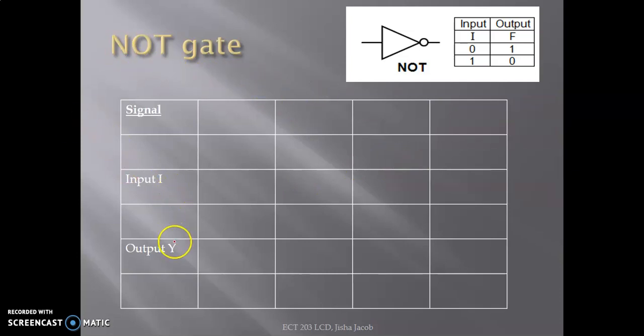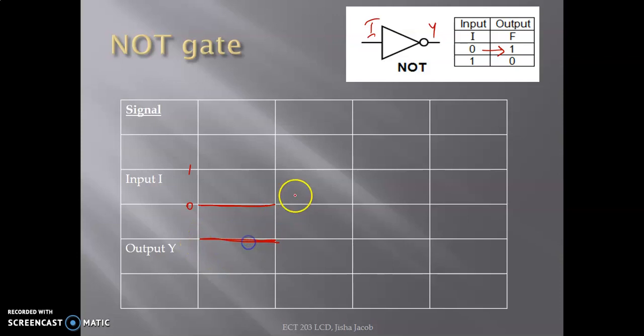Suppose the input is I and the output is Y. This is the input I and the output is Y. Let us draw this in the waveform format. That is, when the input is 0, output is 1. Let me draw the input. During this duration, input is 0. The lower level is denoted as 0 and the higher level is denoted as a 1. Therefore, when the input is 0, output is 1.